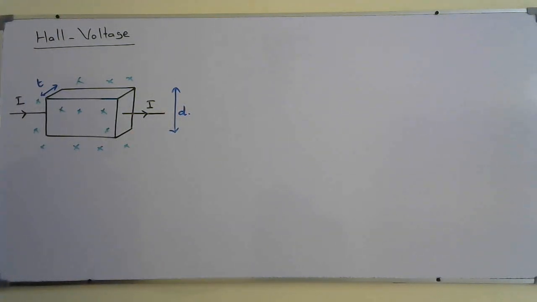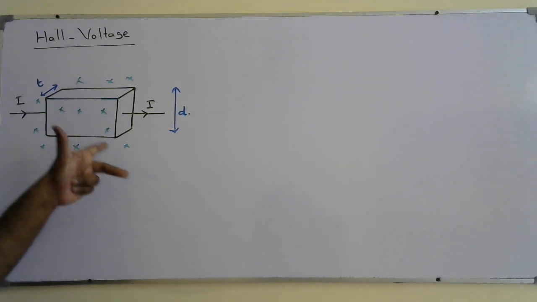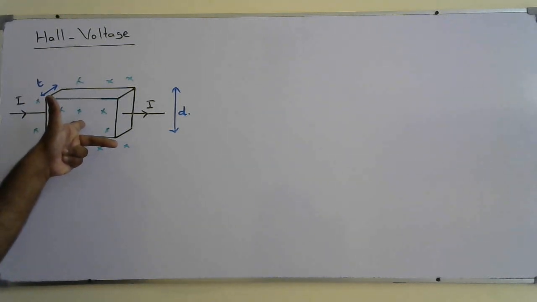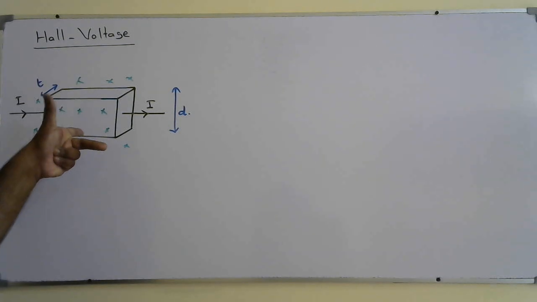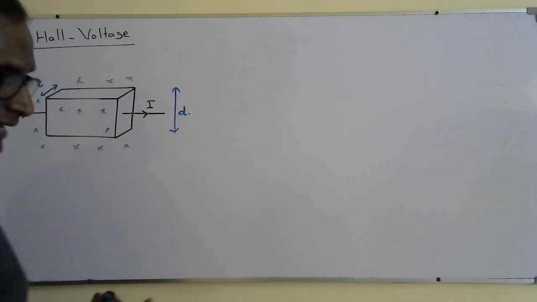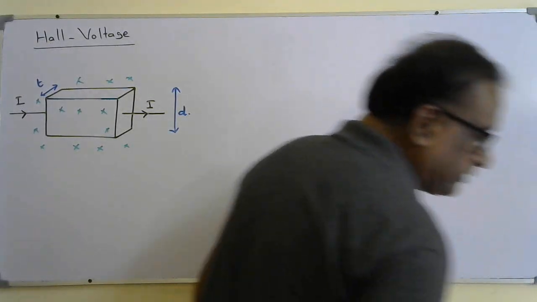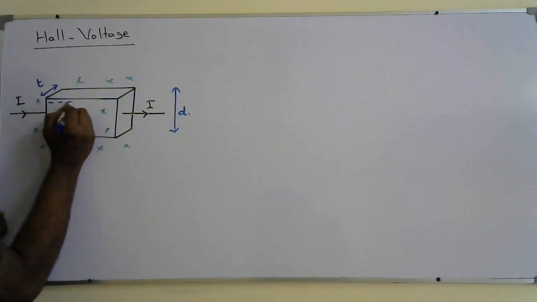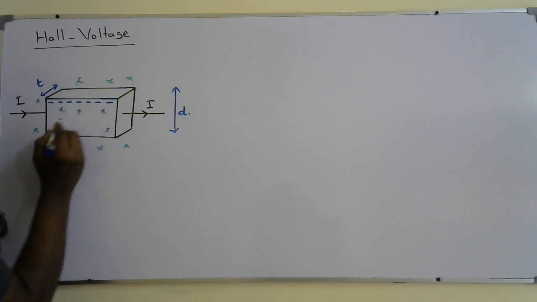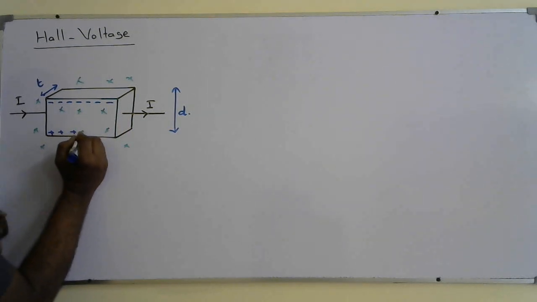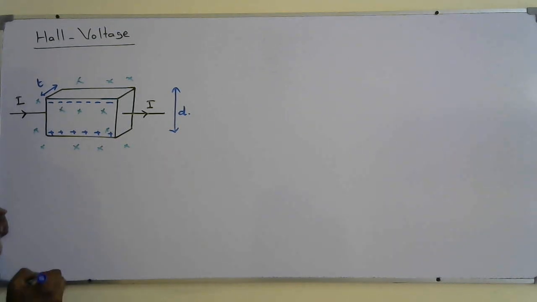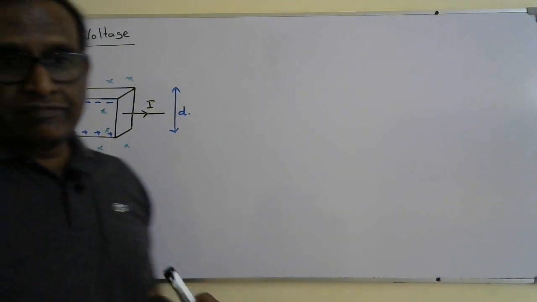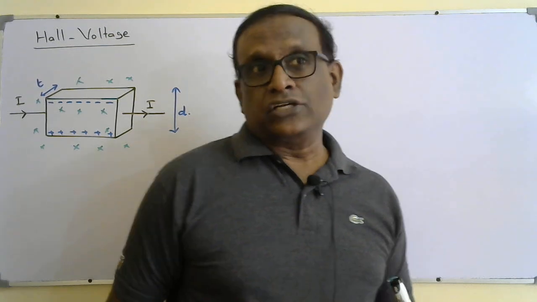So the electrons will experience magnetic force, F equals BQV sine theta. What will be the direction of the magnetic force? Use Fleming's left hand rule. The magnetic field is into the board. The current flow is towards the right, so the electrons will experience a force in the upward direction. So the electrons will be shifted. When they are moving, the electrons will be shifted to the upper end. This end will become negatively charged and this end will become positively charged. Not all the electrons will be shifted, only certain electrons will be shifted. I'll let you know why.